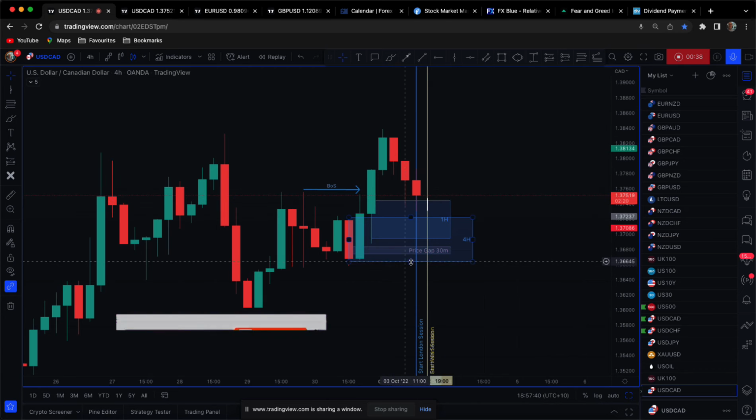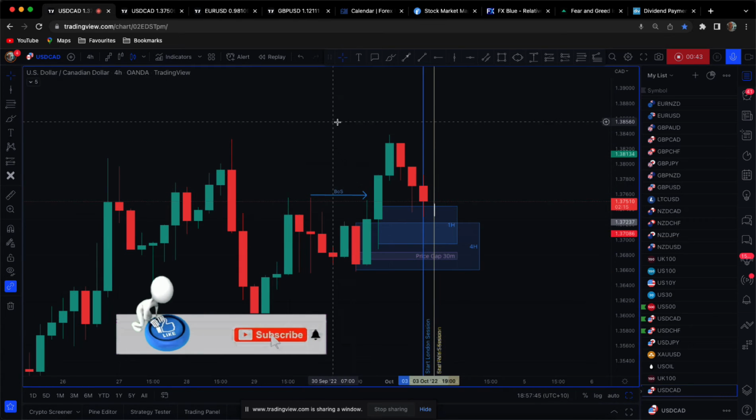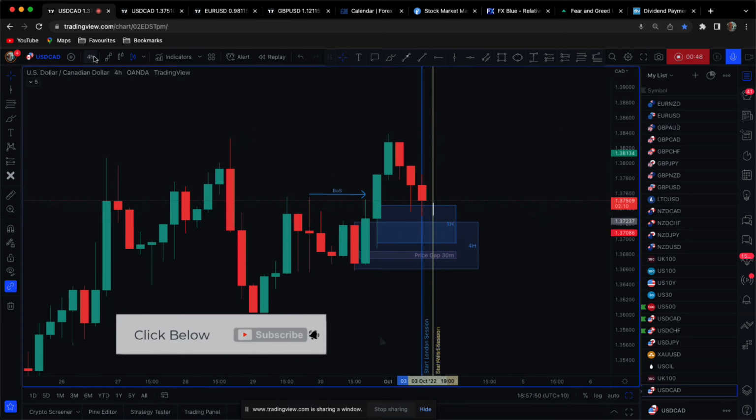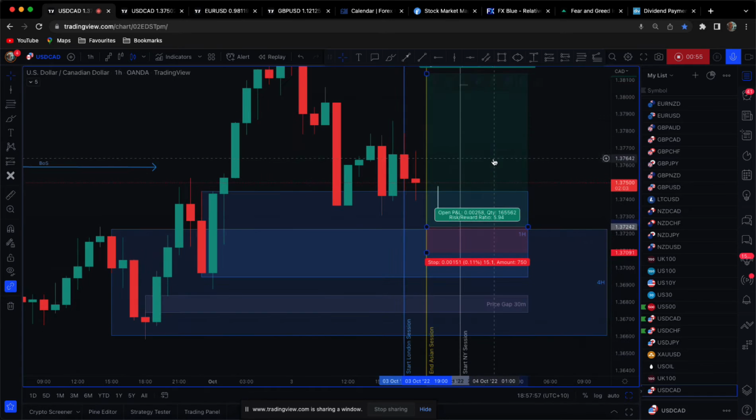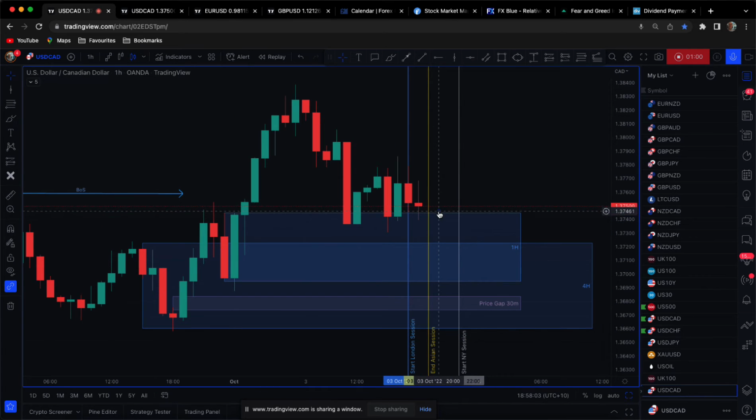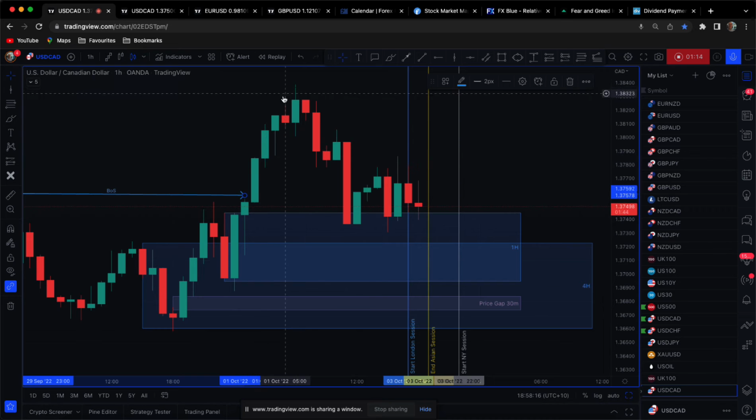So we've got this level here. If we go down, price has traded into it but hasn't quite touched it. We go down to the 1-hour. I'm actually looking for a buy opportunity. I'll get back to that. On the 1H, we've got a couple of things. All right, we've got this red candle here prior to this bullish move here.